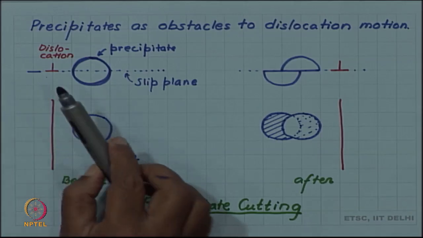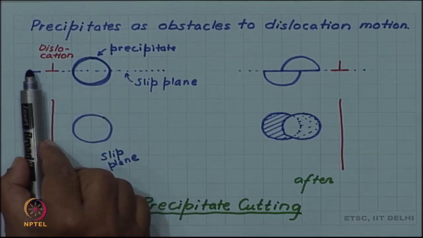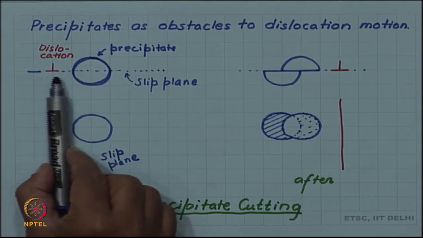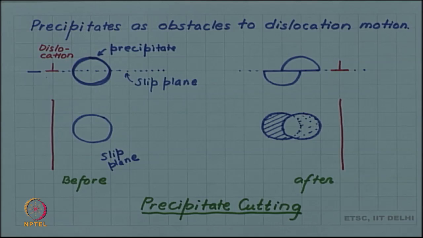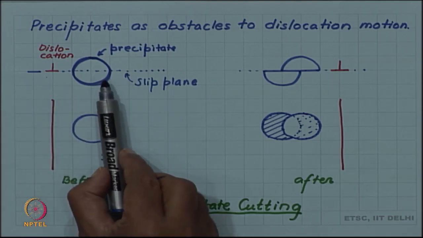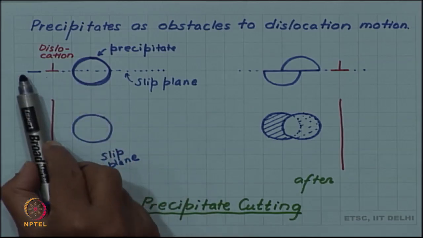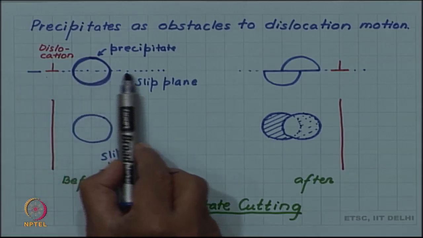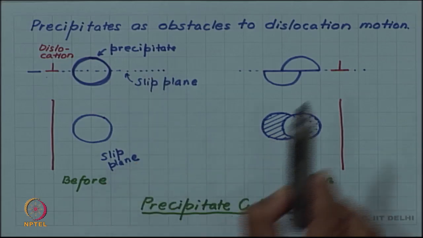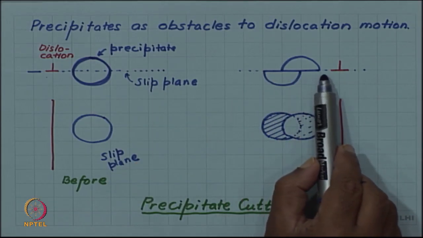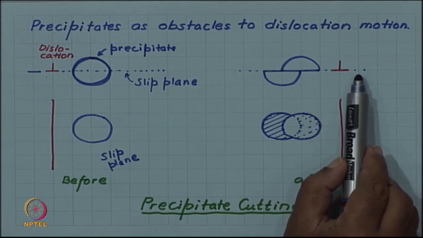So, suppose a dislocation line is now approaching, gradually approaching the precipitate as it is moving on its slip plane. If the precipitate is small and if the precipitate is coherent, which means that the slip plane is continuous through the precipitate, then the dislocation line can simply move through the precipitate and come out.